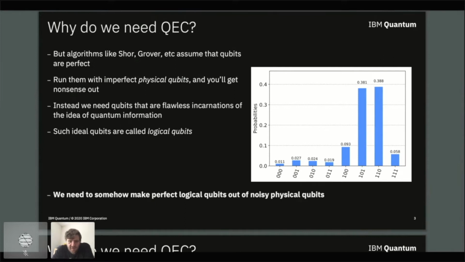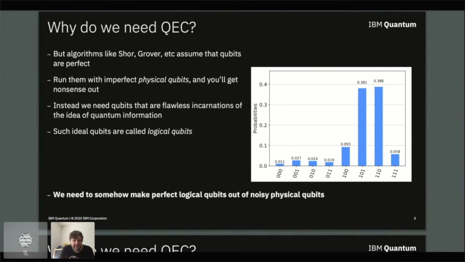And that's entirely because of the effect of imperfections in the gates increasing over the course of the algorithm. And this is just on a 3-qubit variant of Grover's algorithm. If you scale this up to much larger systems, then the effect of the noise is going to, at some point, overwhelm the fact that you can, at least in this case, see what the right answer should be. So this causes us a problem. The problem is, if we want to run algorithms, we need flawless incarnations of the idea of quantum information.